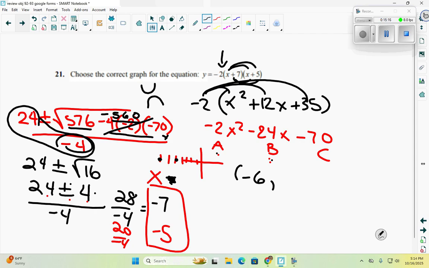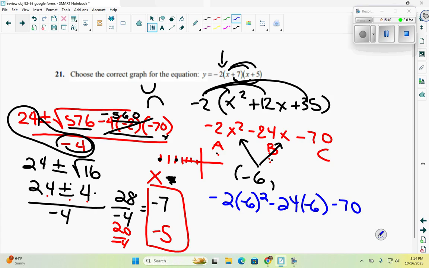But now I've got to plug it back into my original equation. So wherever there's an x, I'm going to plug in a negative 6. I'm going to write this in a different color so you're not losing track of me. So I have a negative 2, and then I'm plugging in a negative 6 that I'm squaring, minus 24 times negative 6 minus 70. Well, a negative 6 times a negative 6 is a positive 36 that I'm multiplying times a negative 2. So that's going to give me a negative 72.